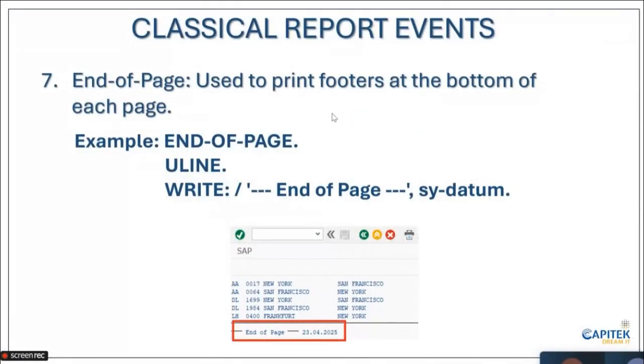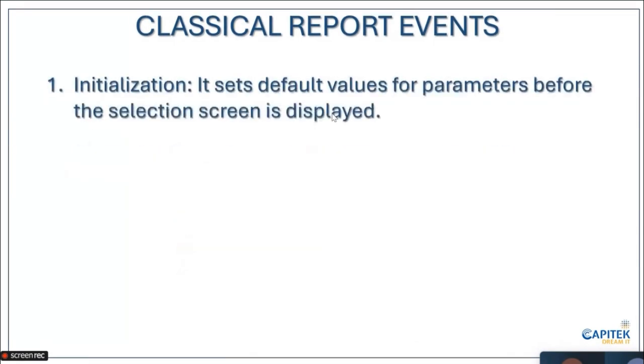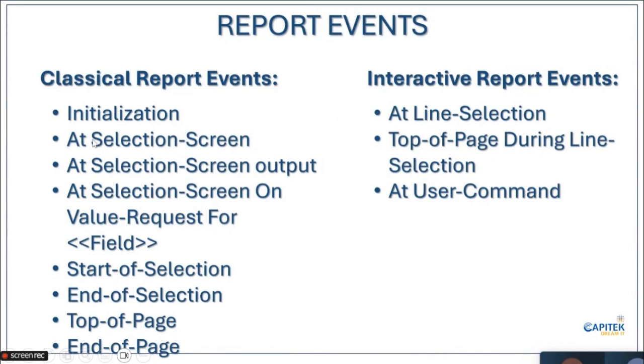So these are all the examples corresponding to your classical reports, right? We have seen initialization, we have seen at selection screen, we have seen at selection screen output, which dynamically changes the report output. We have seen at selection screen on value request, I will tell you an example for this. Start of selection we have seen, end of selection, top of page, end of page we have seen. Out of all this, I should tell you about at selection screen on value request for field. I'll create a program for this and make you understand this concept.